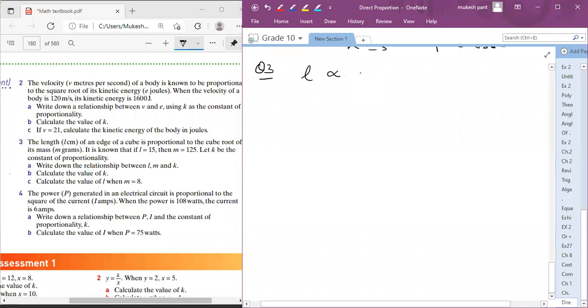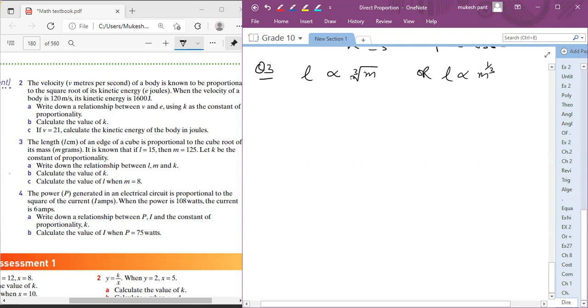L is proportional to cube root of m. Understanding? Or if someone wants to write it, L is proportional to m to the power 1 over 3. So this is also correct, but most of the time we prefer the first method, the cube root, where the 3 is inside the root sign.